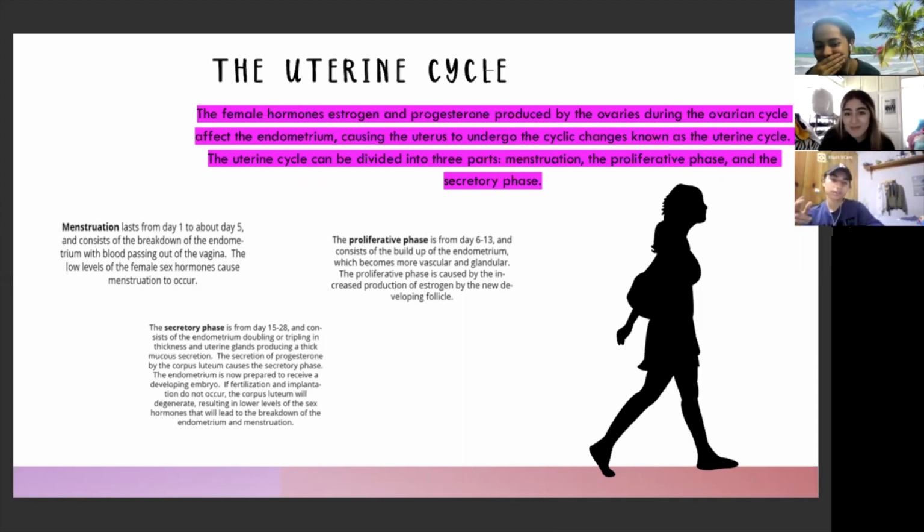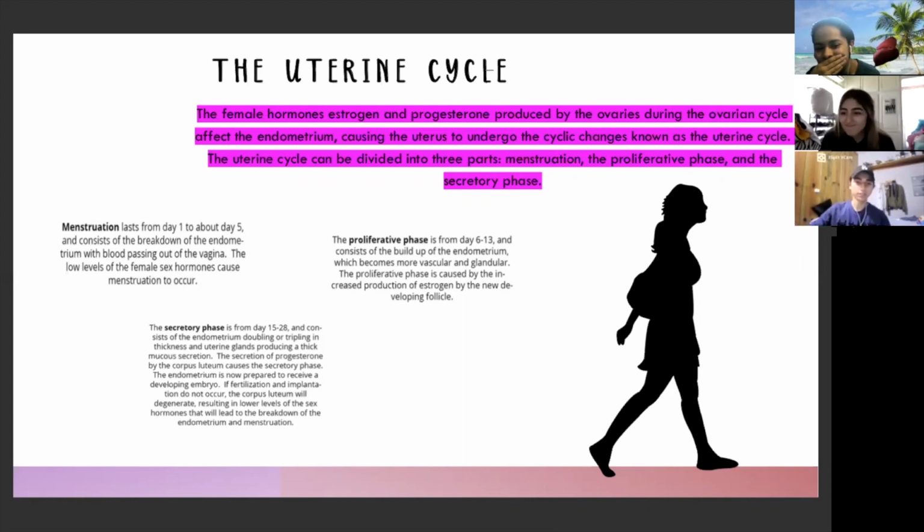The proliferative phase is from day 6 to 13 and consists of the rebuilding of the endometrium, which becomes more vascular and glandular. The proliferative phase is caused by the increased production of estrogen by the new developing follicle.